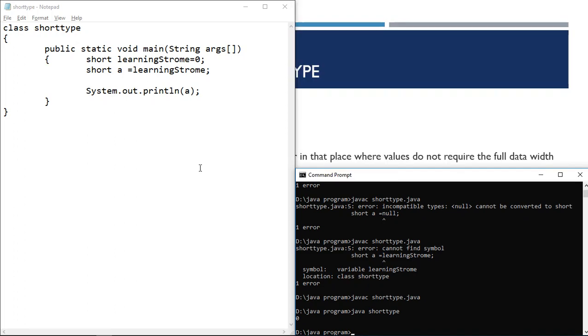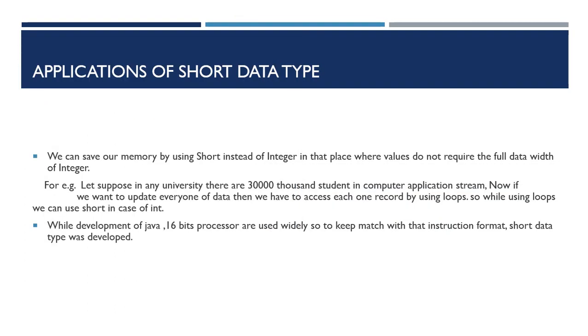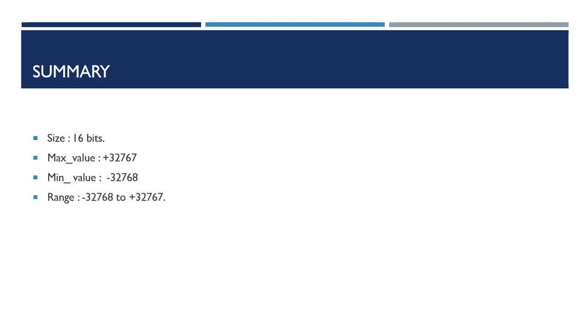Okay, friends, let's see the summary of the program. How much memory does the short data type take? 16 bits. Out of these, 15 bits are used to represent numbers, and 1 bit is used to represent the sign of a number: it can be positive or negative. What is the maximum value? 32,767, a positive value, and the minimum value is -32,768. So now you know the range of the short data type.